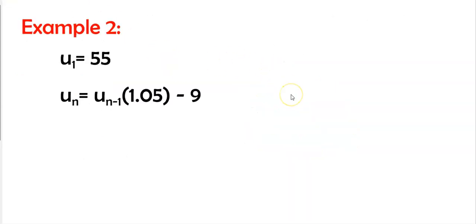All right, example 2. So this is a situation where recursion is actually necessary because the first term is 55, and then after that, there's two things that are happening. The term before is being multiplied by 1.05, but we're also subtracting 9. And I don't really want to do this one by hand for too long. Maybe I'll do the first one, but after that it's going to be kind of a lot of work to do it by hand. So I'll just do one so we got the idea.